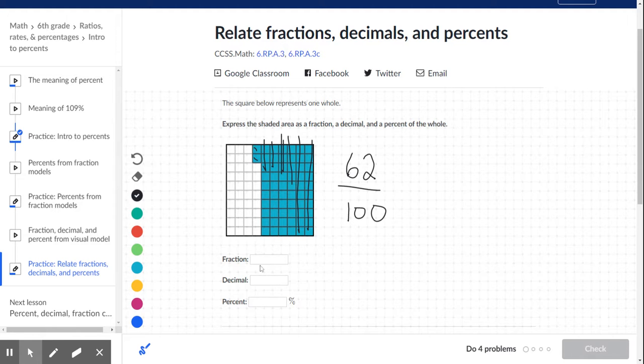So my fraction is 62 over 100, but I can reduce that by dividing. Well, let's see if they want us to reduce. If they'll leave it, let's leave it without reducing. I'm just going to leave it just like this.